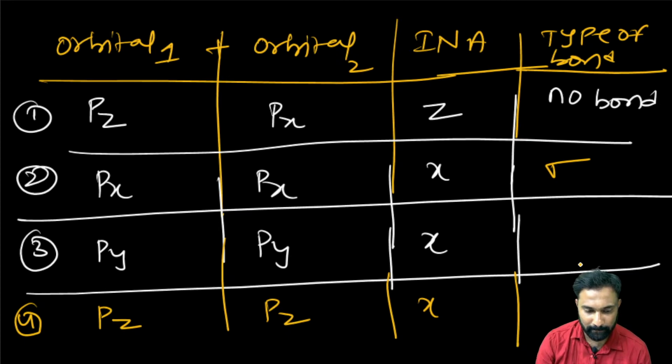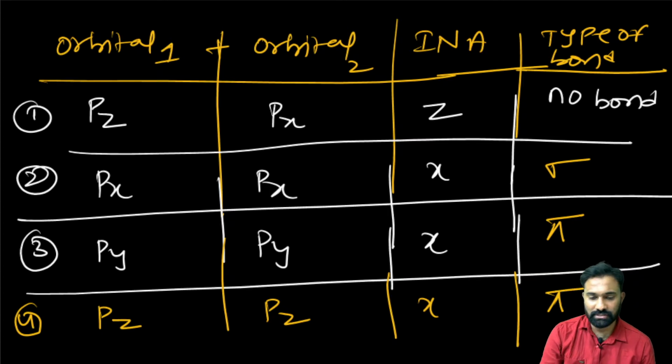Third one. Which bond? Third and fourth are pi bonds, not sigma bonds. Yes, third and fourth are pi bonds.